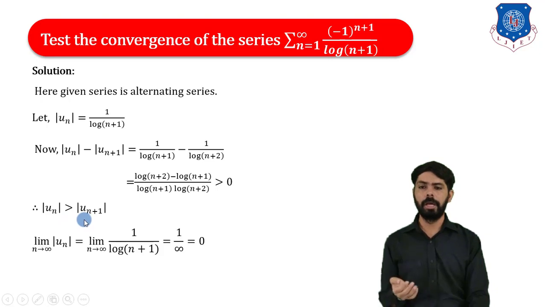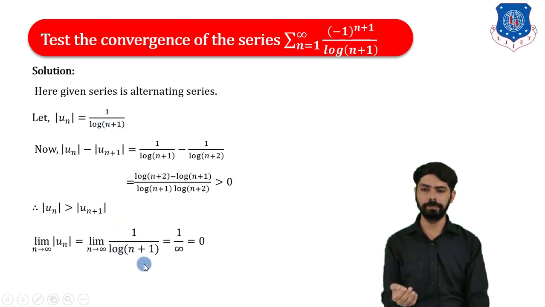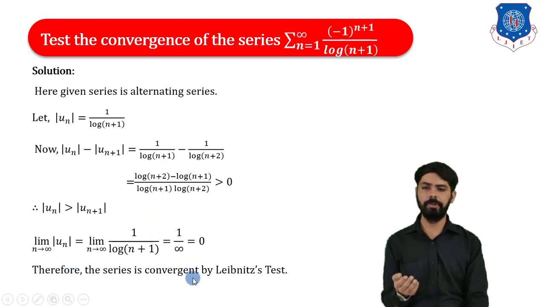Now we will find out limit n tends to infinity of modulus of u_n. So that is equal to limit n tends to infinity of, what is modulus of u_n? It is 1 divided by (log n + 1). Now here we will replace n by infinity. So here it will be log infinity, and value of log infinity is infinity. So here it will be 1 divided by infinity, which is equal to 0. Here both conditions are satisfied. Therefore the series is convergent by Leibniz test.